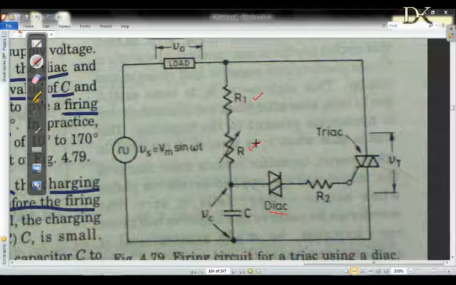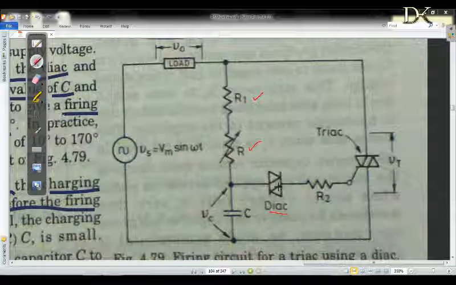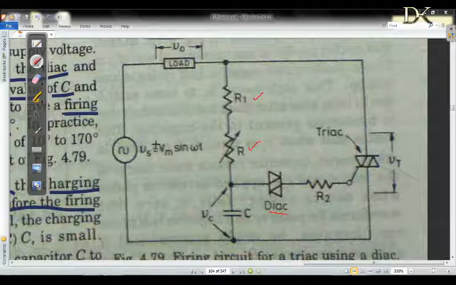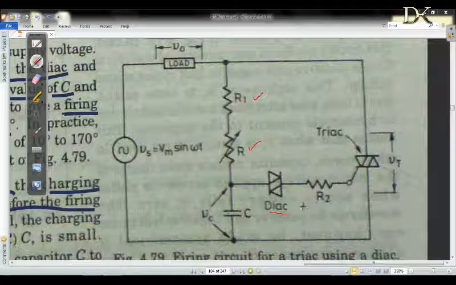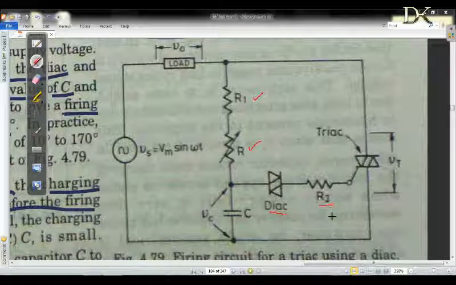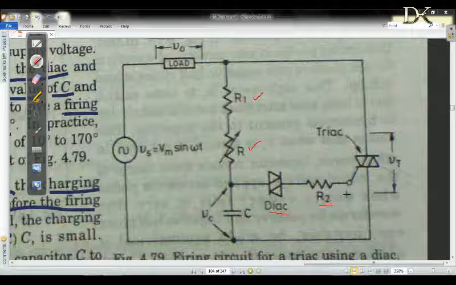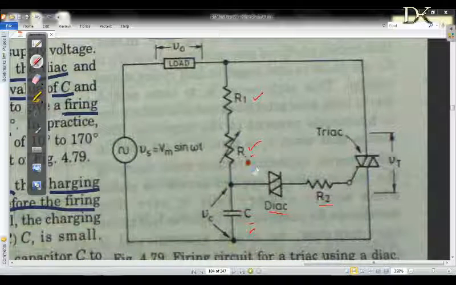When this R, capital R, is 0, R1 protects the diac and the triac gate from getting exposed to almost the full supply voltage. The resistor R2 limits the current in the diac and the triac gate when the diac turns on. The value of C and the potentiometer R are so selected as to give a firing angle range of nearly 0 degree to 180 degree, but in practice it is generally between 10 degree and 170 degree.